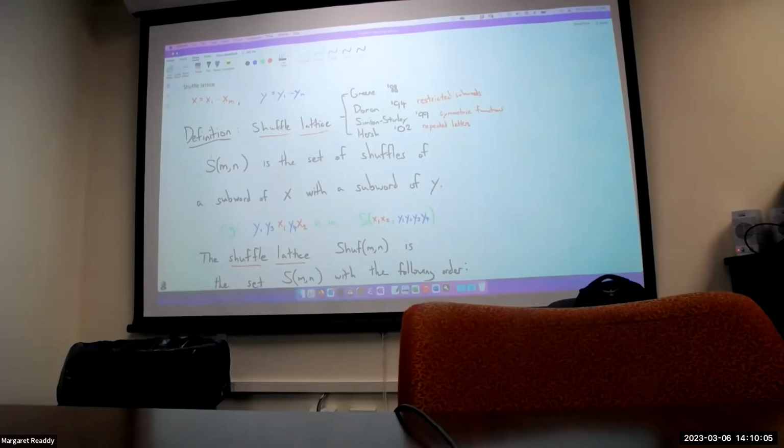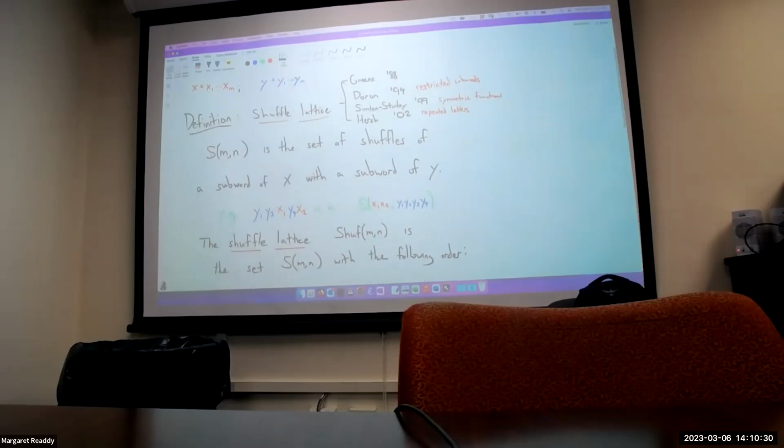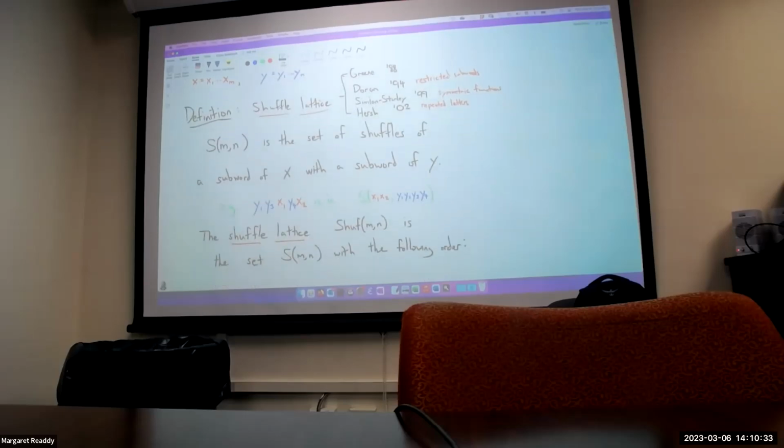So this is called the shuffle lattice. And yeah, this is Greene's original definition in the 80s, and then there were some variations on this that were considered after that. Like, for example, what if you allow repeated letters? What if you restrict it, so you don't consider arbitrary subwords that you're shuffling together? You can also mix symmetric functions into this somehow, and do different enumerative things with this. I'm going to mostly be talking about Greene's original formulation here.